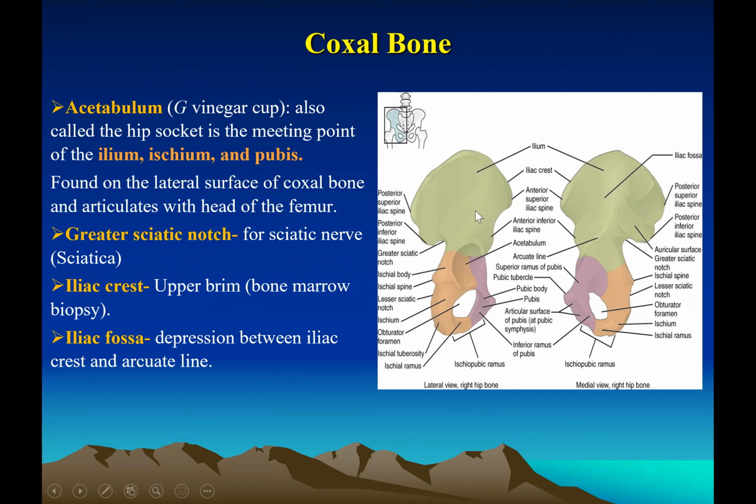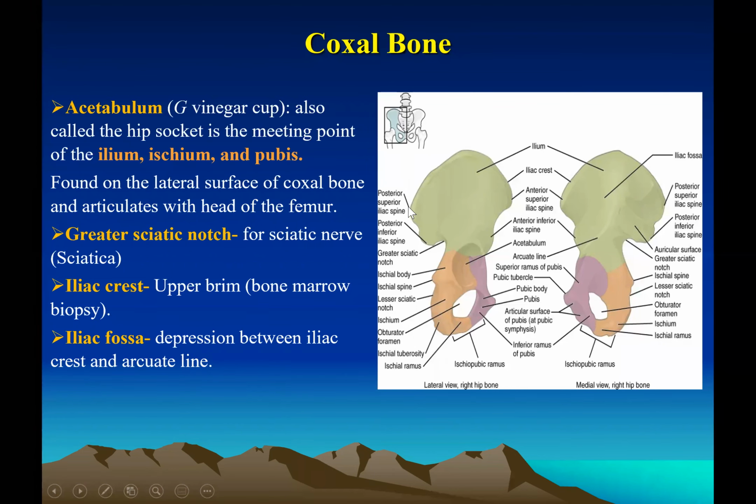So some of the main bone markings you can see. The topmost edge is called the iliac crest. When you put your hands on your hips, you're actually resting your hands on the iliac crest.